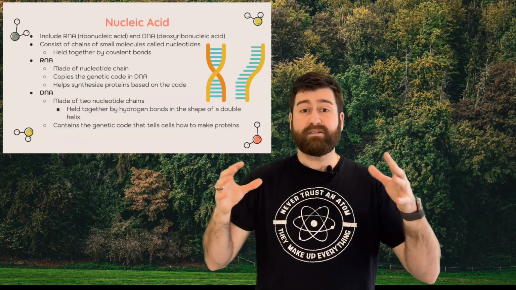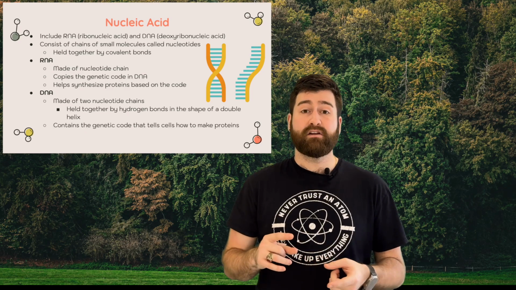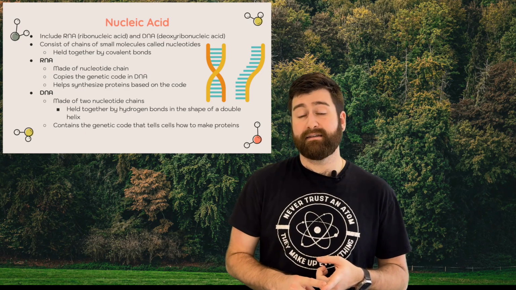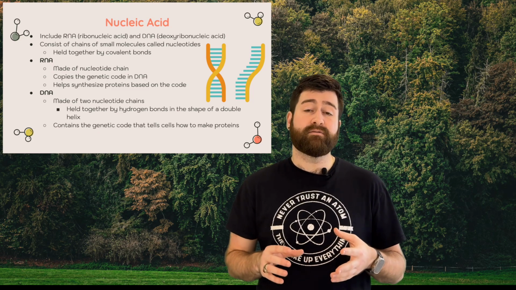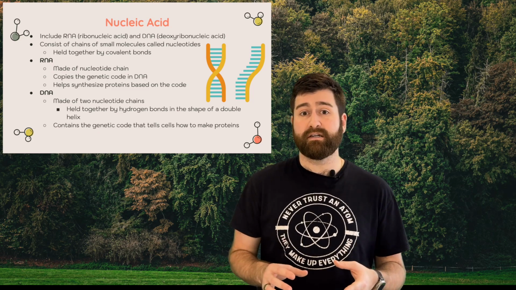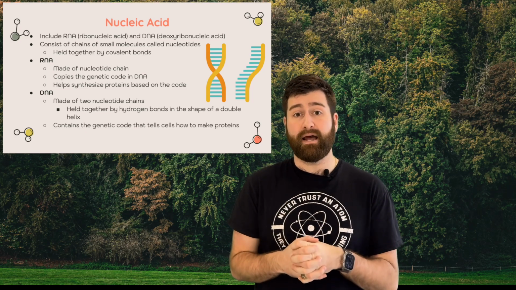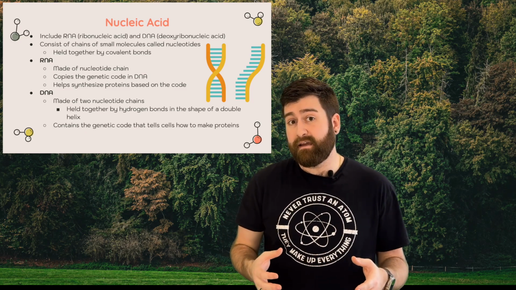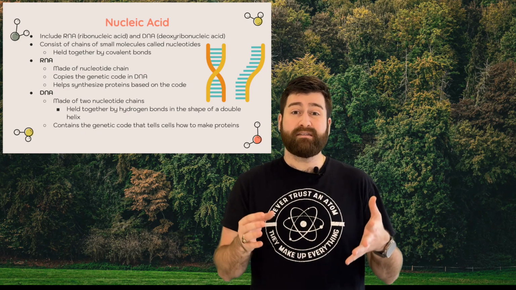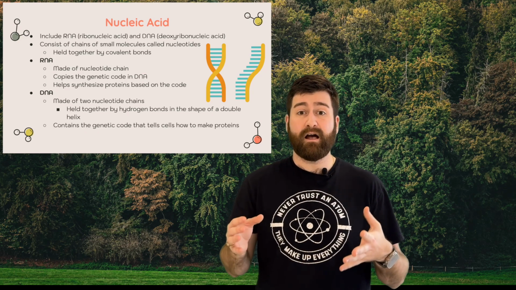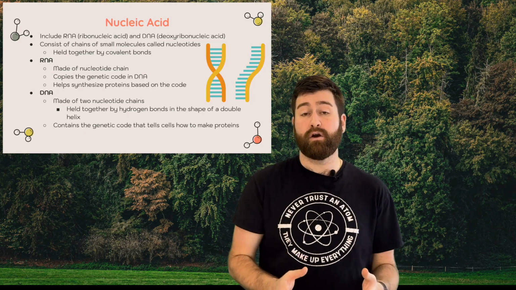about. On to nucleic acids. These include RNA, ribonucleic acid, and DNA, deoxyribonucleic acid. These consist of small chains of molecules called nucleotides that are held together by covalent bonds. Now, there's RNA, ribonucleic acid, that's made of a nucleotide chain. These are copies of the genetic code in DNA, and they help synthesize proteins based on the code.